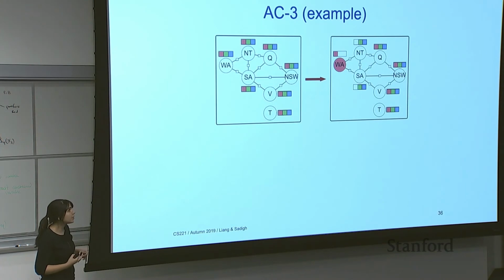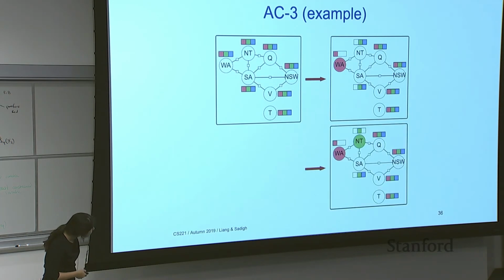So now I've realized that the domains of NT and SA have changed. I'm going to push them to the same list of things I have, and I'm going to look at each of them and see their neighbors too, so the arcs that come from them. I'm going to look at NT. Everything looks consistent there. Everything is great. I can't update anything more.